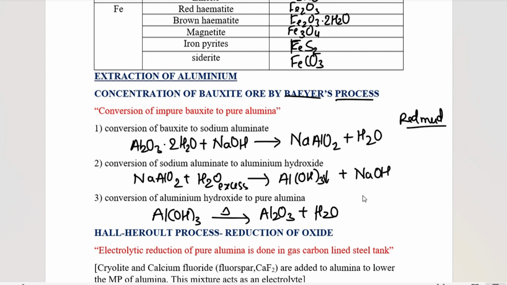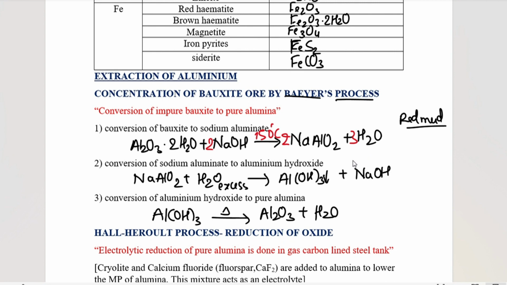These are all not balanced equations. They will ask you to simply write how you convert aluminium hydroxide to pure alumina. They will not give you anything. So you have to first remember this, then you have to balance this. The temperature used for bauxite to sodium aluminate is around 150 degrees Celsius. If you balance this, you will get 2NaOH and 2NaAlO2 plus 3H2O.